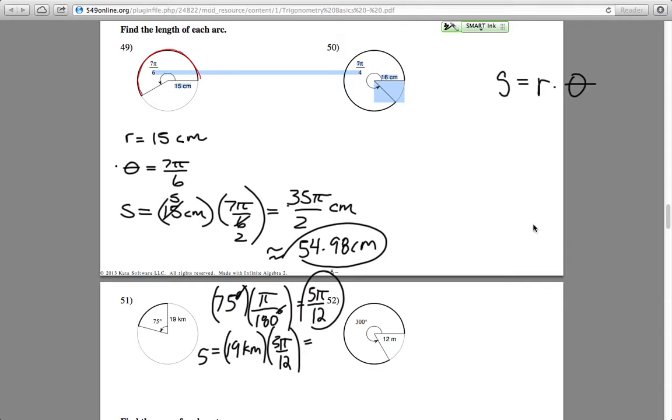Yeah, what now? Nothing. Okay, good. 19 times 5, what's that? Does that sort of look like it's going to reduce? 95. So it's 95 pi over 12 kilometers.